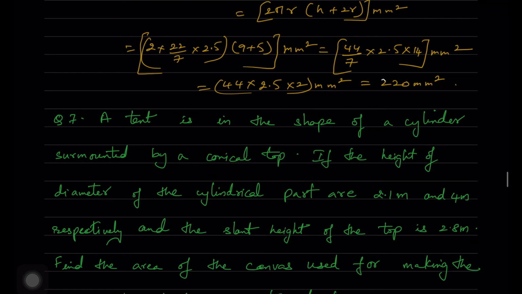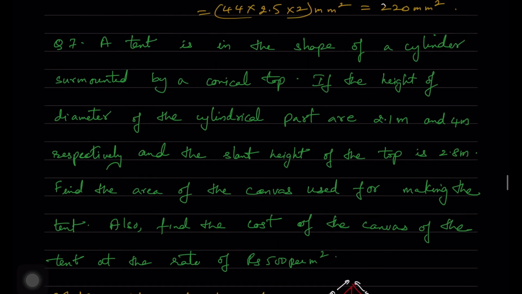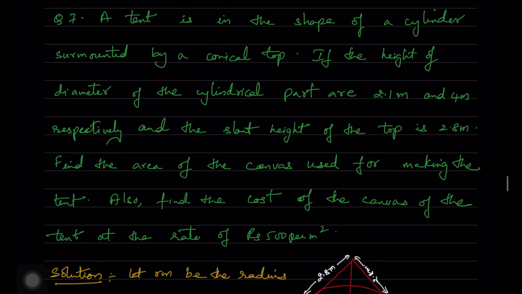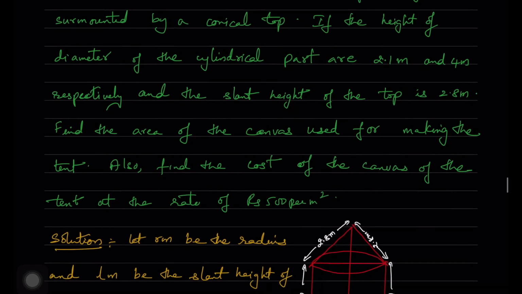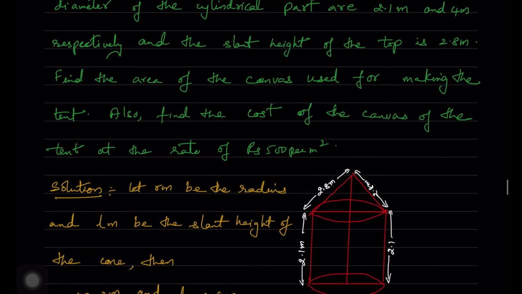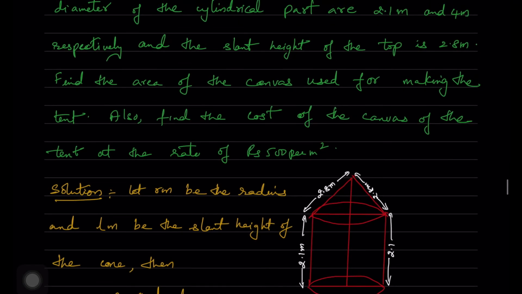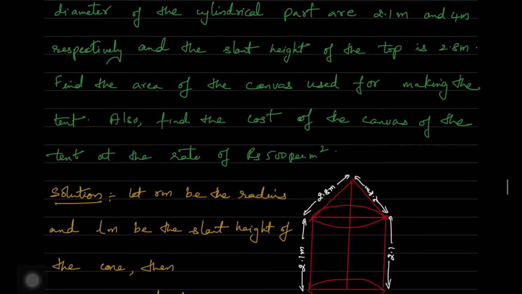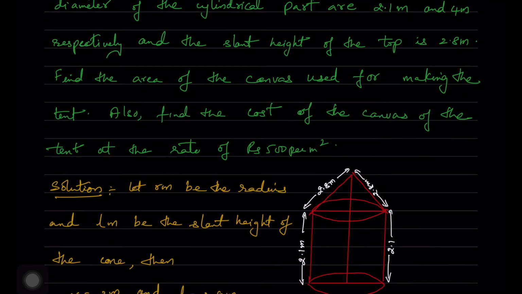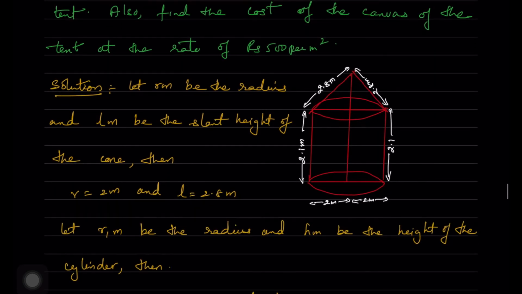That's the answer. Now question 7, a tent is in the shape of a cylinder. It's like this, okay, surmounted by a conical top. If the height and the diameter of the cylindrical part are 2.1 meters and 4 meters respectively, and the slant height of the top is 2.8 meters, find the area of the canvas used for making the tent. Also find the cost of the canvas of the tent at the rate of 500 per meter square.